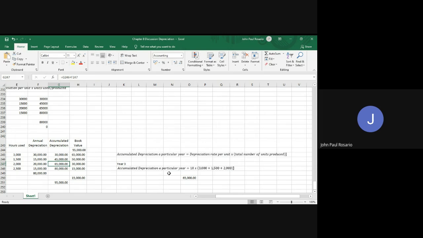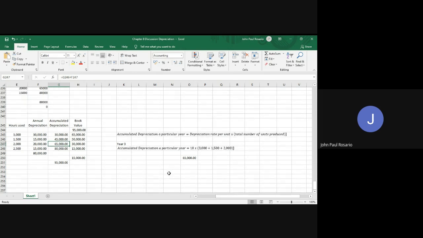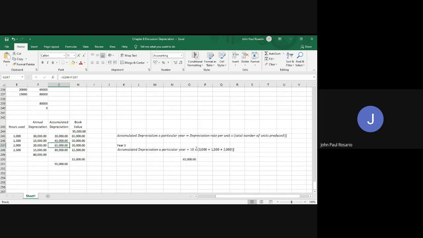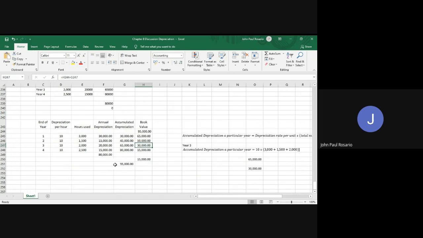For your book value, simply calculate your accumulated depreciation in a particular year. For year 3, that is 65,000, and deduct that from your original cost: 95,000 minus this, you'll get your book value of 30,000 for that year. With that, I guess we have covered everything on our depreciation, our chapter 8 discussion.